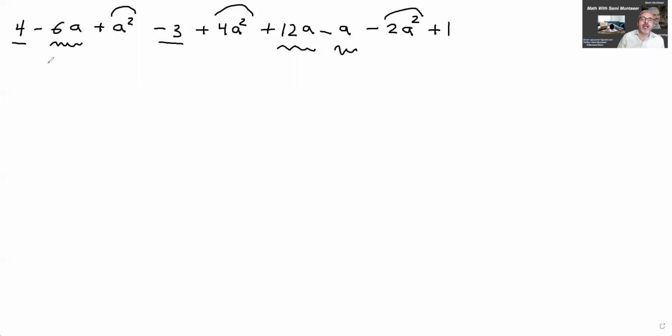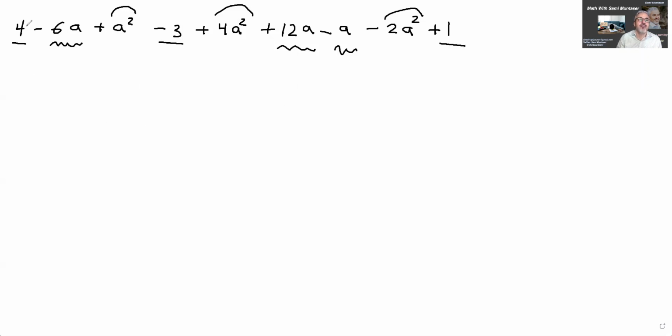So all I need to do is just add like terms. You don't have to really bring them together and write them beside one another. You don't need to do all of that. So the 4 and the -3 are like terms. Sorry, I forgot to underline the 1 here. And also 1 is like terms with this. So I'm going to do this, this, and this.